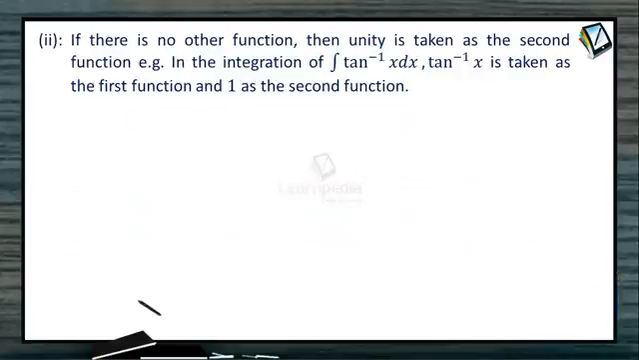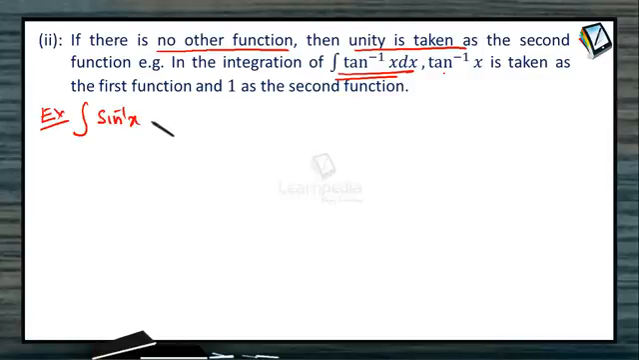But sometimes what happens, when there is no other function, then the unity is taken as second function in such cases like integral of tan inverse x. Here tan inverse x is taken as first and 1 as second. For example, we'll see some more standard integrals like integral of sine inverse of x. Here, this is not directly integrable, so we'll take this as integral of sine inverse of x into 1 dx. That is, this is first and this is second.